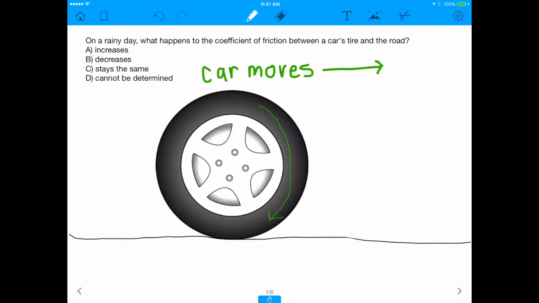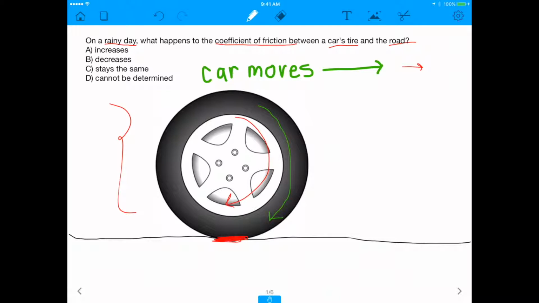The question says, on a rainy day, what happens to the coefficient of friction between a car's tire and the road? Right below, I have this handy diagram to show you what I'm saying. Let's pretend that the car is moving from left to right. That would mean that the car's tires are rotating clockwise, right? What I want to know is, relative to a sunny day, what's happening to the friction here?